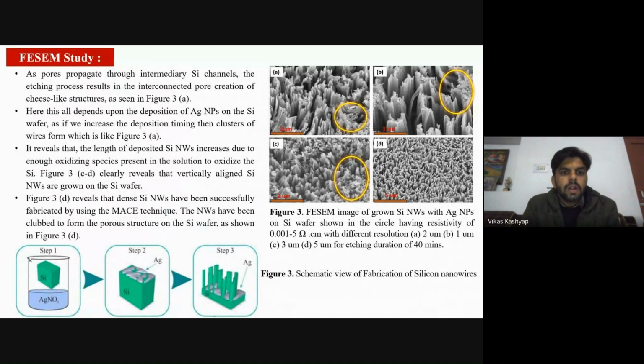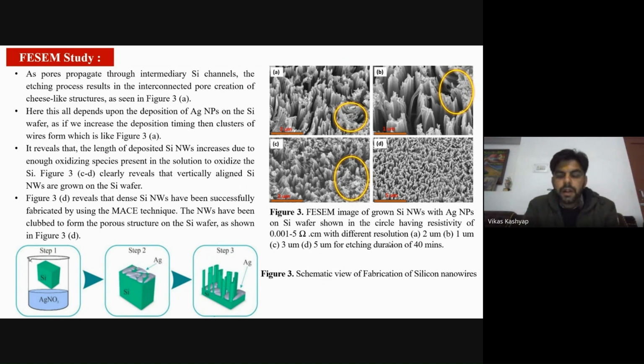Here, all these depend upon the deposition of Ag nanoparticles on the silicon wafer. As we increased the deposition time, clusters of wires formed, as figure 3A is showing. It reveals that the length of the silicon nanowire increases due to enough oxidizing species present in the solution to oxidize silicon. The last figure reveals that dense silicon nanowires have been successfully fabricated using the MACE technique. The silicon nanowires have clubbed to form a porous structure on the silicon wafer, as shown in this figure.